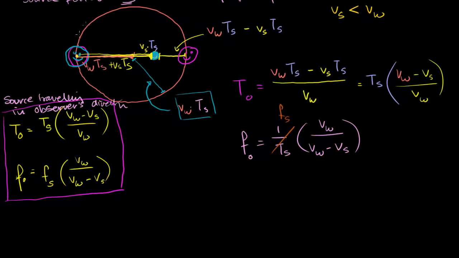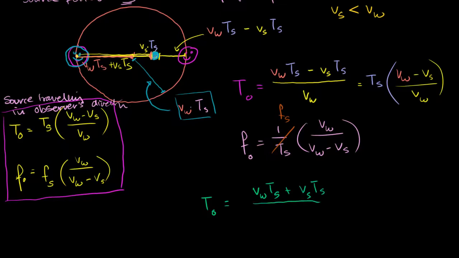So if he's seeing this first crest right now, how long will it take him to see the crest that's being emitted right now, that's this far away from him? Let me write this down. The amount of time it takes for him to see the next crest, or the same point in the next cycle, that's the observed period. That's going to be equal to this distance: the velocity of the wave times the period from the perspective of the source, plus the velocity of the source times the period of the source, because the source has gotten that much further away from him. So that's how far the next crest is.